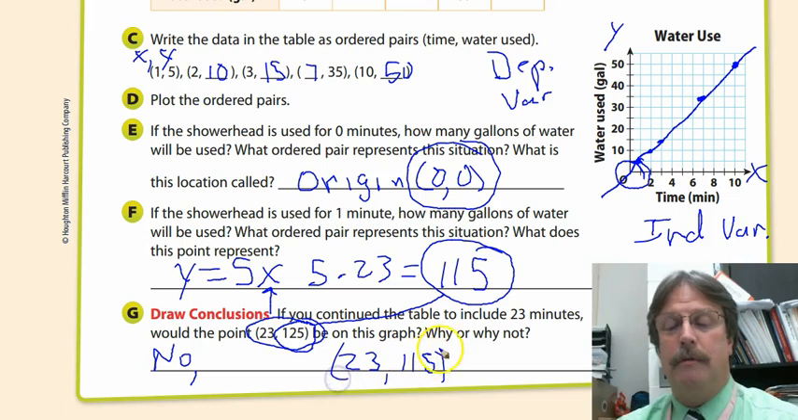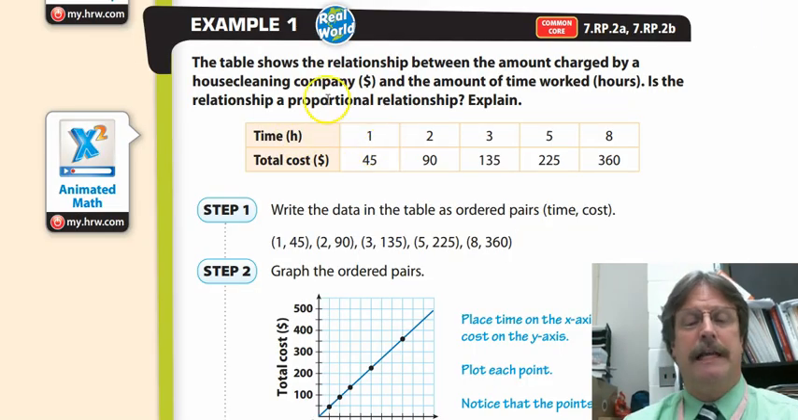Okay? Now use the pairs. For 23 minutes, you should be at 115 gallons used. Okay? So all I did was use the titles: x at 23 minutes and then 115 gallons used. So here in example 1, there's just another example.